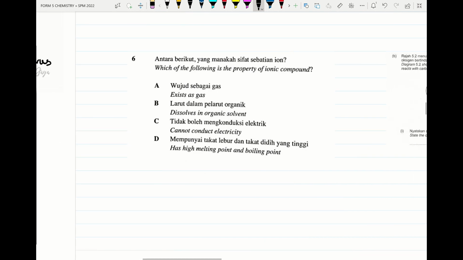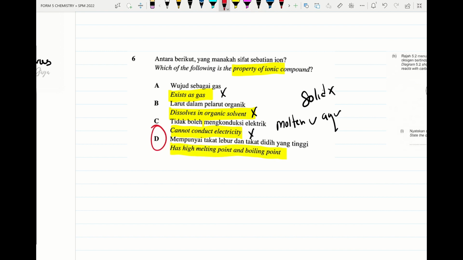We try to check this question. Which of the following states the properties of ionic compound? They exist as gas, so this will be wrong. Next one, they dissolve in organic solvent. Please remember, ionic compound is soluble in water but insoluble in organic solvent. Next one, cannot conduct electricity. Please remember, ionic compound can conduct electricity in molten and also in aqueous, not in solid. All ionic compounds have high melting and boiling point, so the suitable answer is D.